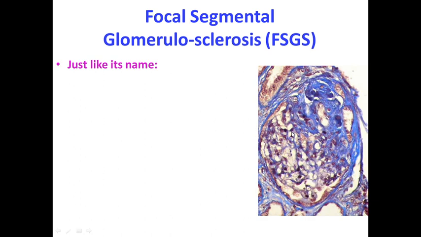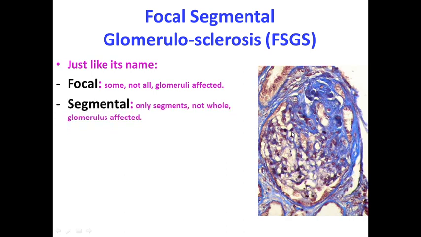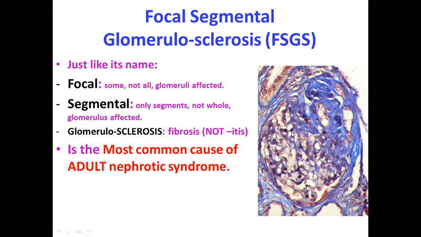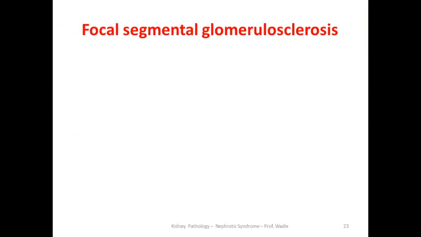So just like its name, it is a focal disease, that is, some and not all glomeruli in the kidney are affected, and it is segmental, so not the whole glomerulus is affected. So it is a glomerulosclerosis, that is to say fibrosis. It is not glomerulonephritis. So it is focal segmental glomerulosclerosis. It is the most common cause of nephrotic syndrome in adults, and it is associated with many secondary conditions such as HIV and street heroin.